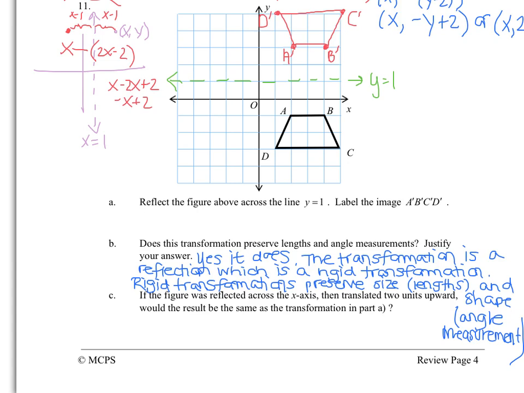Finally, if the figure was reflected across the x-axis and then translated 2 units upward, would the result be the same as the transformation in part A? Well, let's look at it. If we did that, A would be here, B would be here, C would be a distance of 3, and then if we connect those. If we translated it up 2 units, we'd have the same figure. So, yes, it would be the same. And there you go.